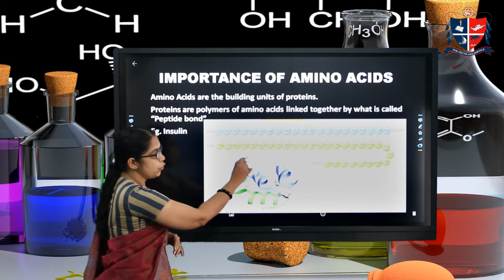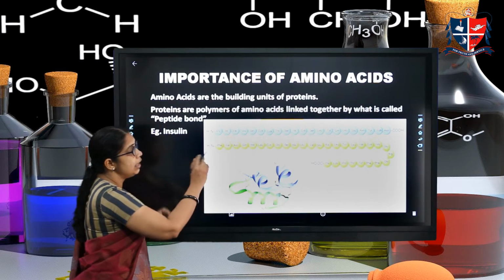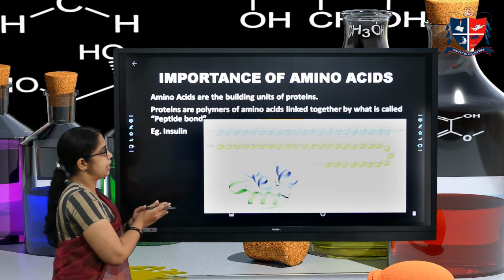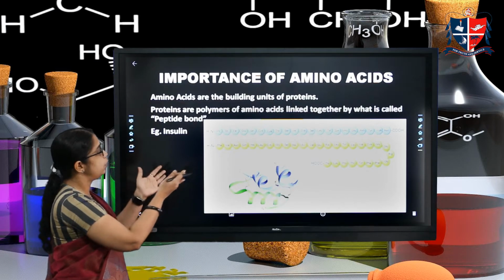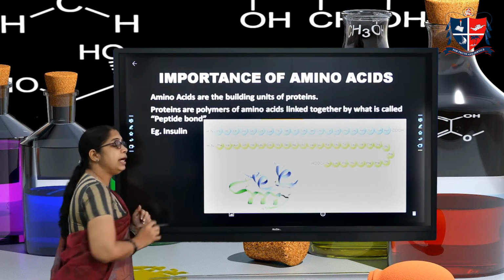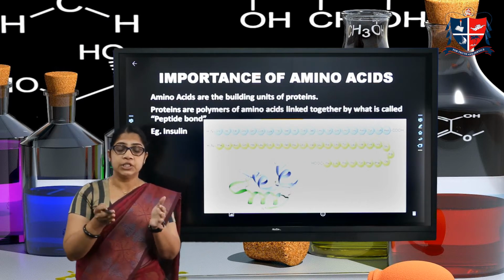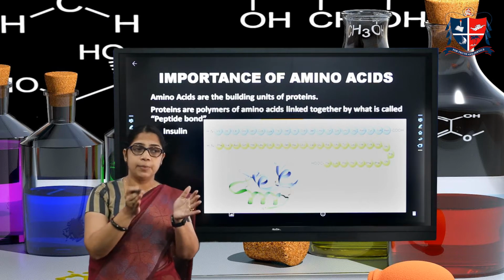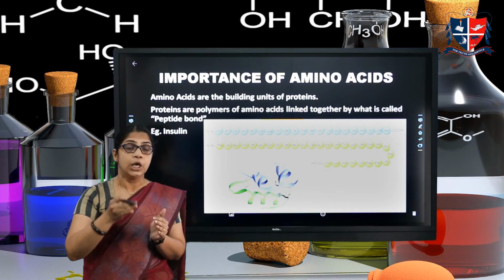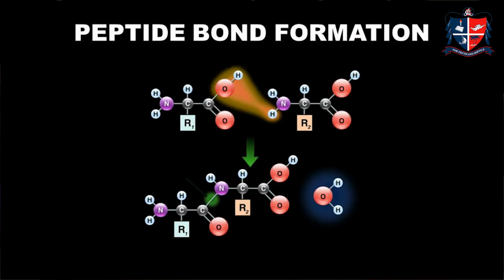So this is the structure of insulin, and here you can see a number of amino acids joined together in a particular fashion. How are these amino acid units connected together? They are connected using a peptide bond. Each amino acid is connected with another amino acid using a peptide bond. So how is this peptide bond formed?